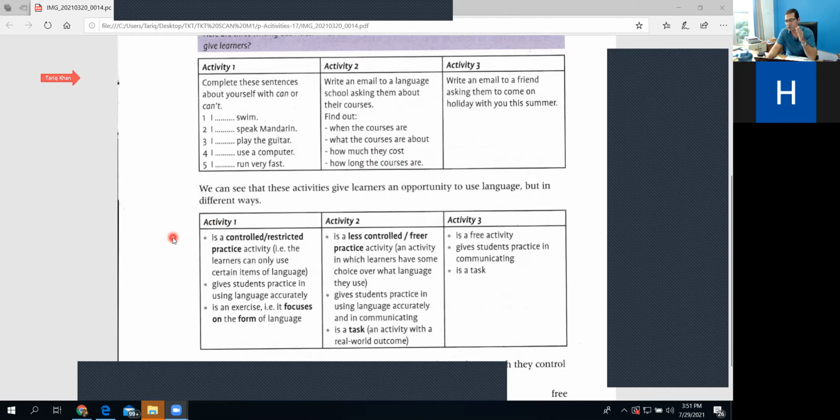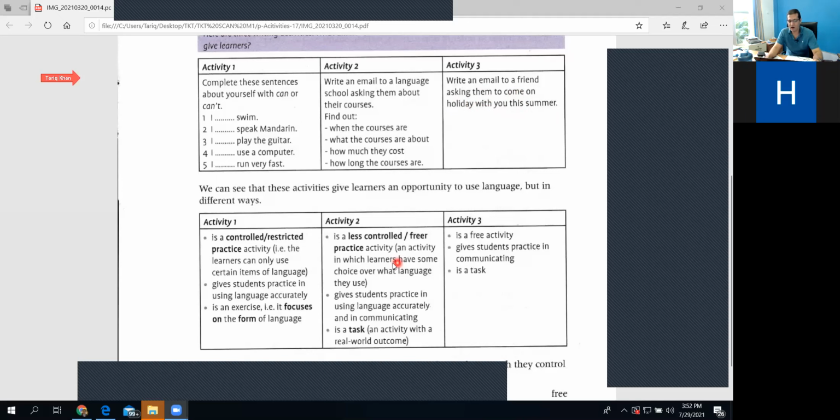So somewhat the student has the freedom, but not all, okay? Somewhat they are bound also. They have limited options to use, but compared to activity 1, they have much better options regarding the language use. But if you compare to activity 3, like write an email to a friend asking them to come on holiday with you this summer, it's a very free kind of activity. You can write the mail whatever way you want. They have not given you any kind of restriction over there.